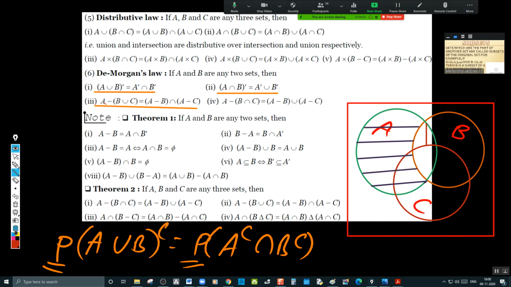That color, let me change one moment. Let me take black. Black is already used, so gray. A minus C. Yeah, this is A minus C.